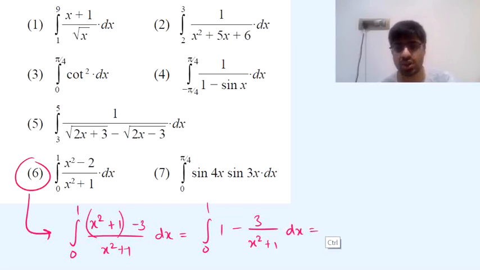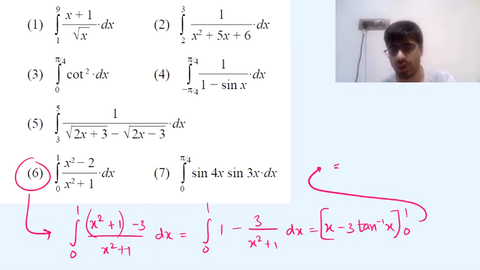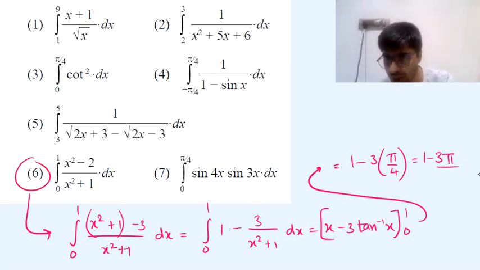Integrate that, so integration 1 will be x minus 3, and integration 1 upon x square plus 1 will be tan inverse x. That's going to be done from 0 to 1. So when you put a 1, you have 1 minus 3 tan inverse 1, that is 3 into pi by 4. From that you are subtracting whatever you get when you put a 0. That will be 0 minus 3 tan inverse 0, which is again equal to 0. So there's nothing after the minus sign here, and the final evaluation for that sixth question is 1 minus 3 pi by 4.